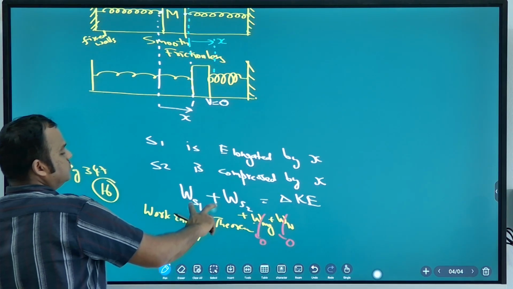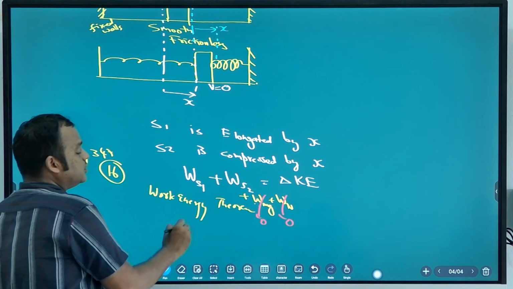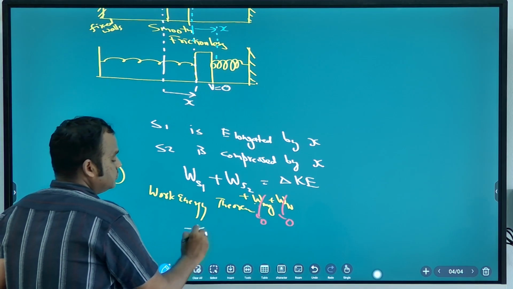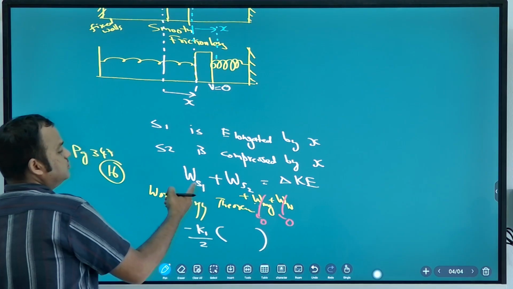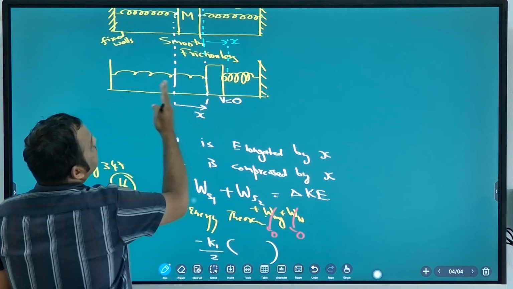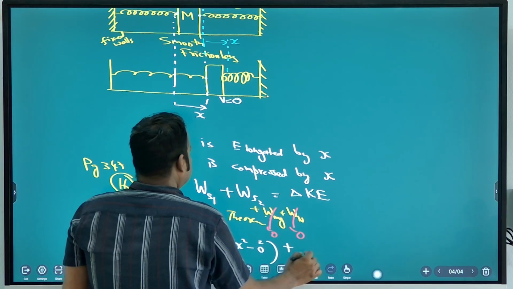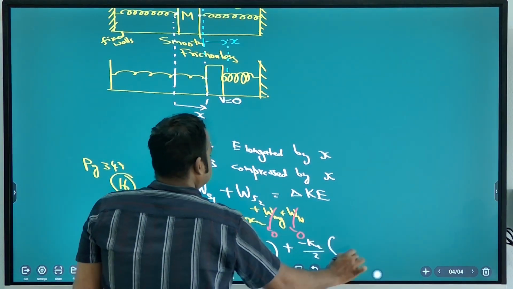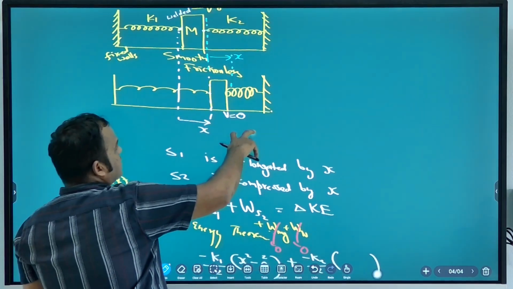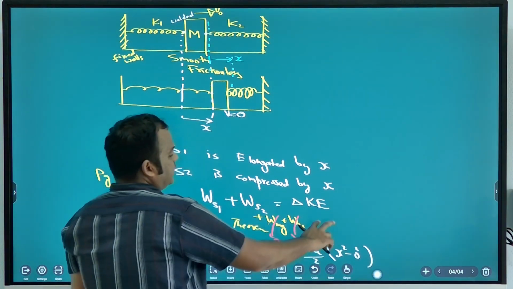So this plus this. Put the values. What is the work done by spring 1? Work done by a spring formula: minus k1 by 2 times final elongation squared minus initial. What is the final elongation? X. Very good. Initial elongation 0. Then again minus k2 by 2, final compression in spring 2 is x, initial compression 0. Like this you solve.